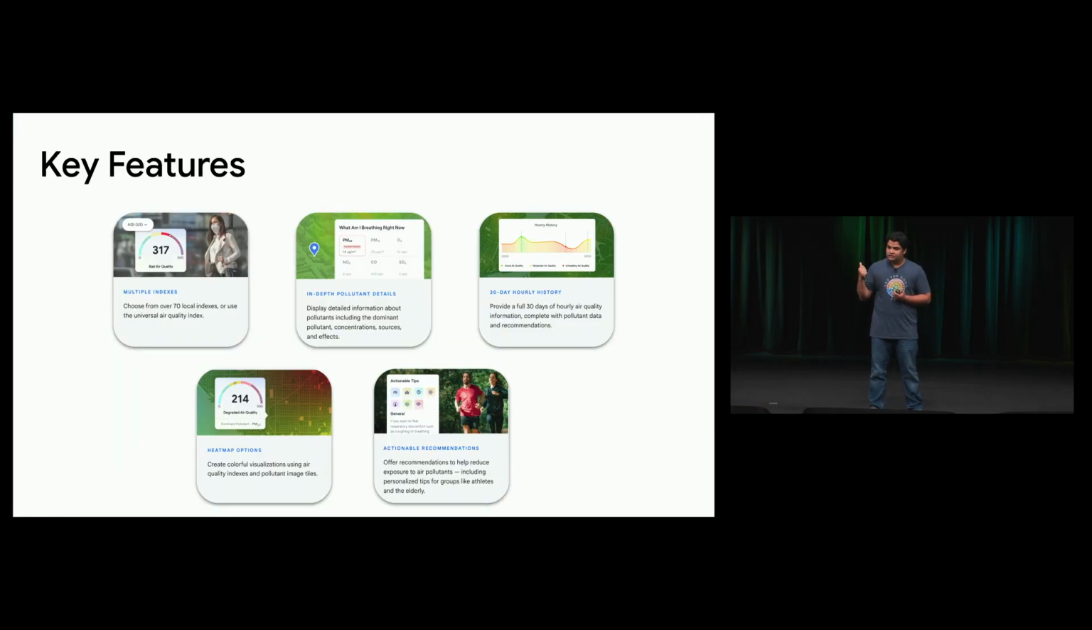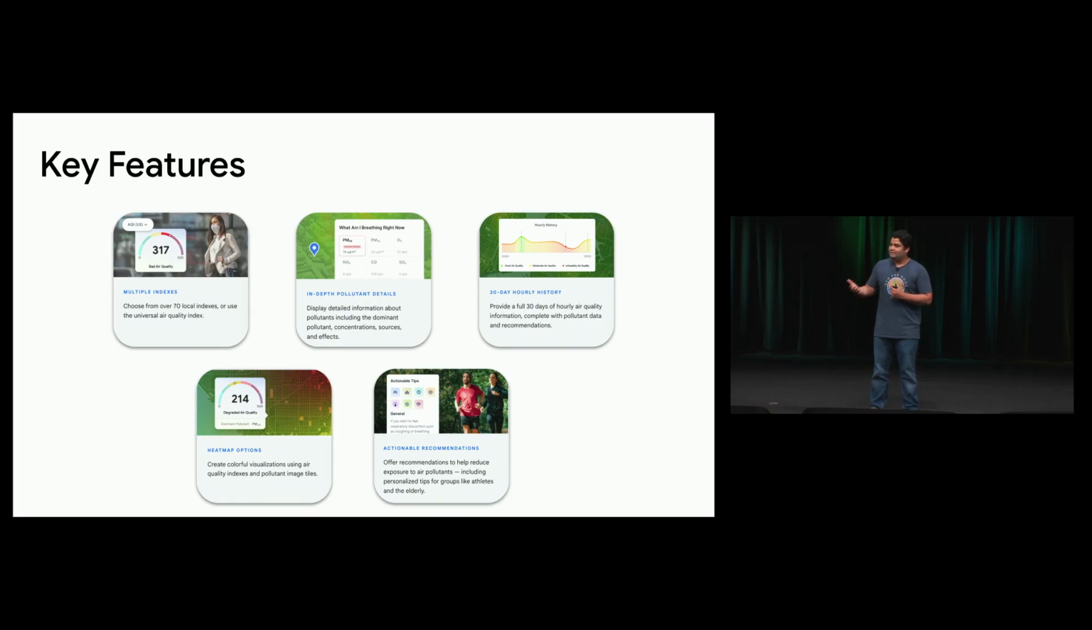Here are some of the features for the air quality index. For one, we provide in-depth information around different pollutants, highlighting the dominant pollutant, its concentration, its sources, and its effects. So it's not just one big number that's being offered. You get the big number, but you also get details into what's causing that air quality index number that we are seeing. As I mentioned before, we also provide hourly history for a specific location, so you can monitor trends. So not just what's happening right now, but also what happened for the last 30 days on an hourly basis.